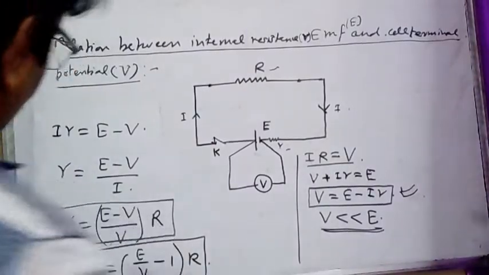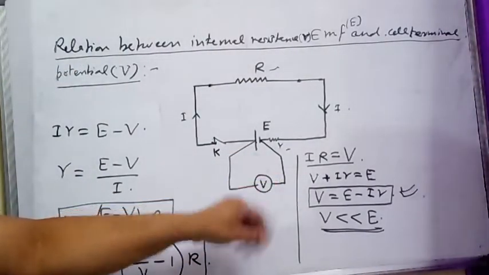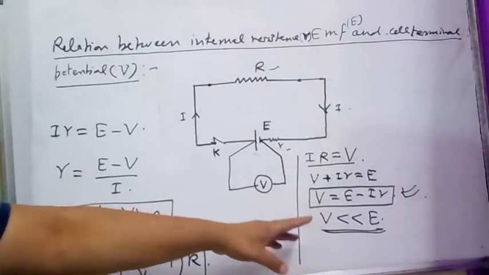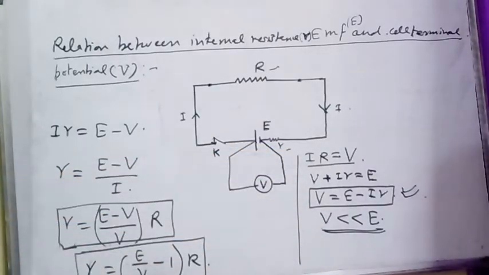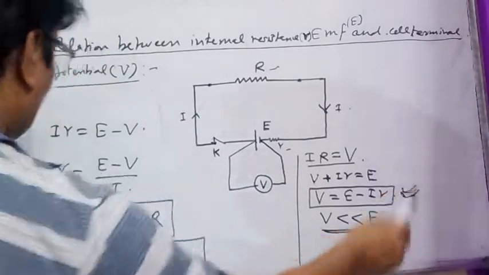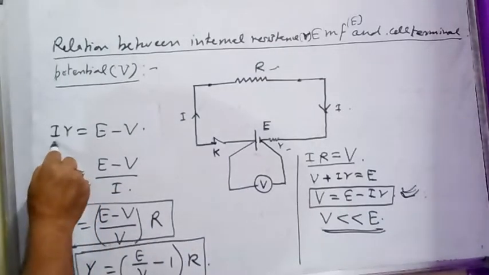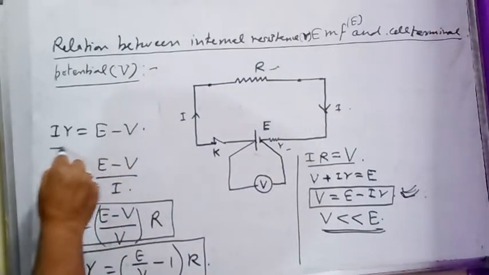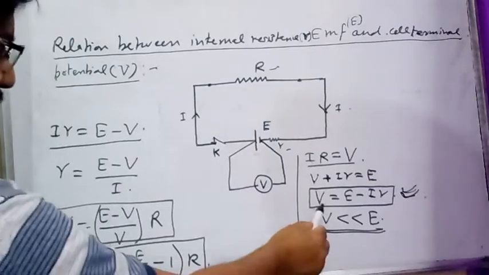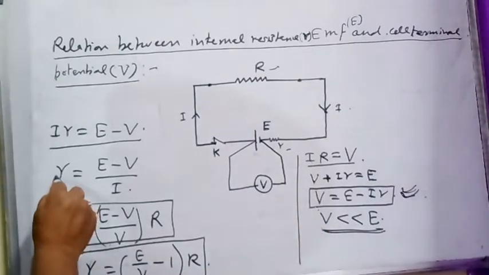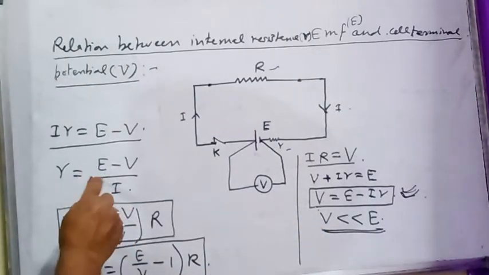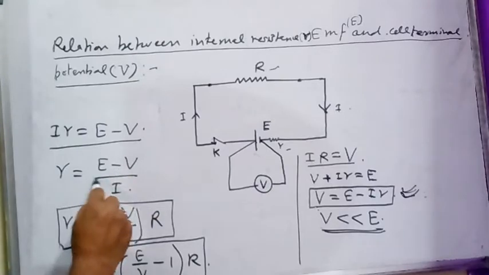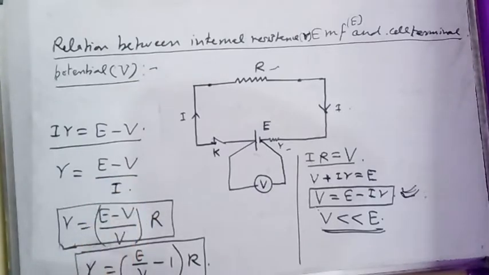Now students, see what can be the value of internal resistance of the cell if its EMF and cell terminal potential are known. To determine the internal resistance of the cell, if we solve this equation for small r, we can write I into r is equal to E minus V. After solving this equation, value of small r, that is internal resistance of the cell, is going to be EMF minus cell terminal potential divided by current in the circuit.